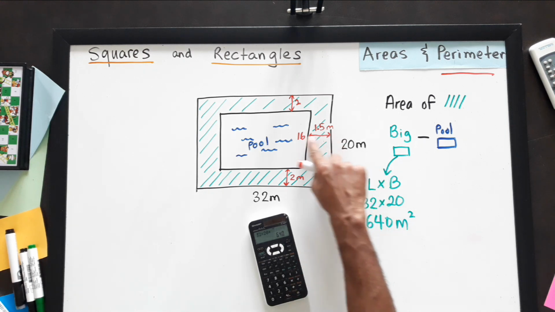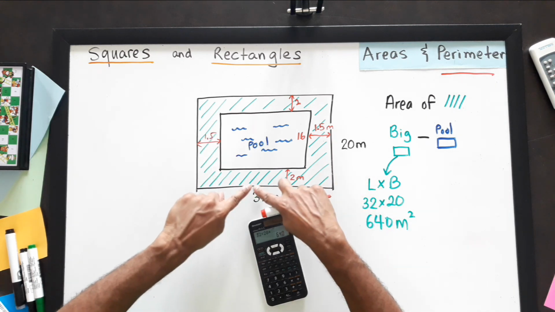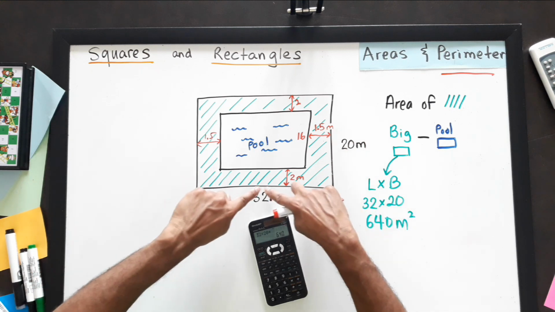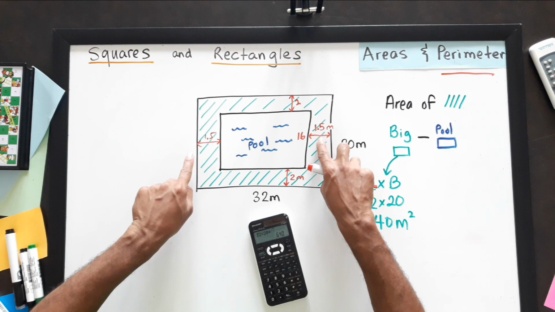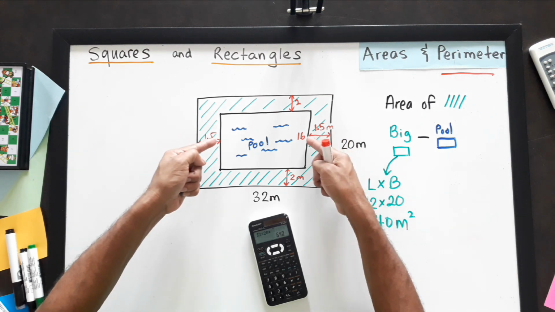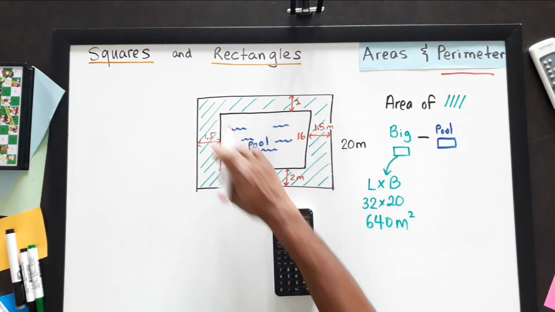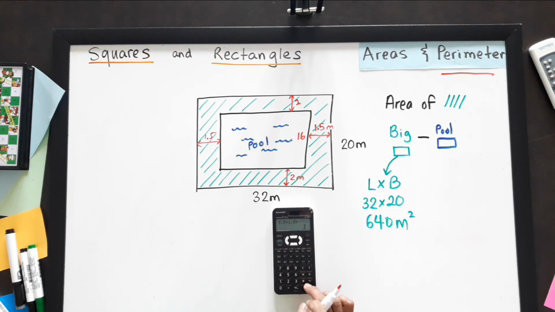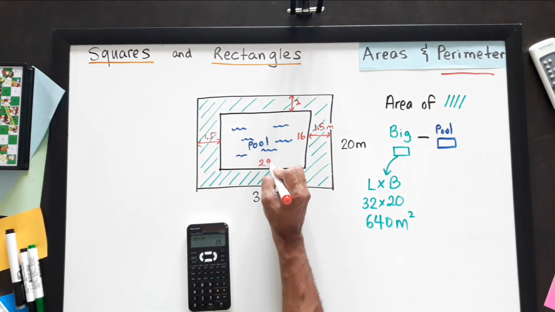And if here is 1.5, then over here is also 1.5, assuming it's symmetrical. The whole distance is 32. Look at it. From here to here is 32. So from here to here has to be 32. If we take 32 and minus 1.5 and minus our next 1.5, it will leave us with the length of the pool. So 1.5 plus our next 1.5 will give us 3. Take that 3 from 32. 32 minus 3 and we will get 29.